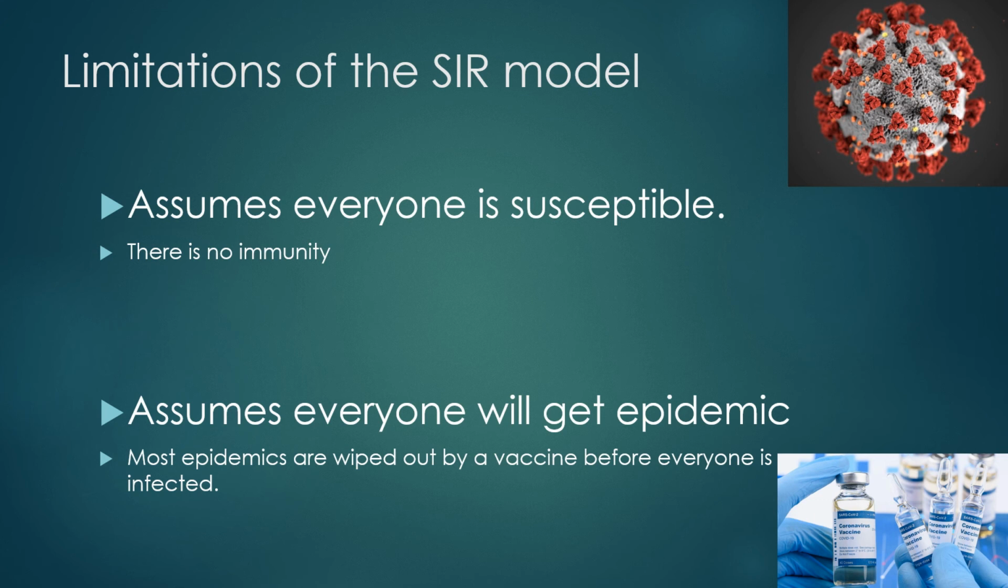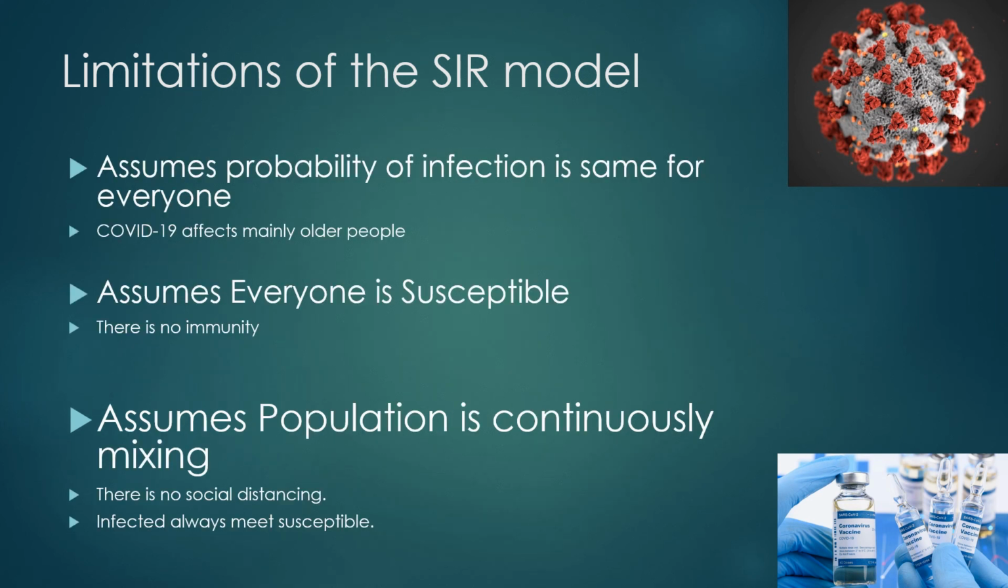The SIR model also assumes that the population is continuously mixing in with one another, so the susceptible are always meeting the infected. There's no sense of fear or anything, and there's no social distancing or quarantine, so you don't have the susceptible separated from the infected. The SIR model assumes that everyone just mixes around.